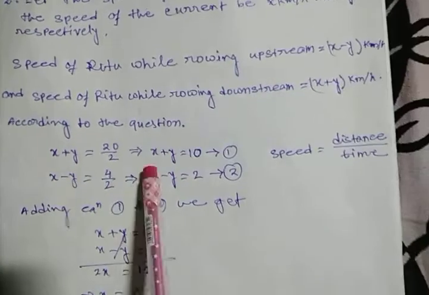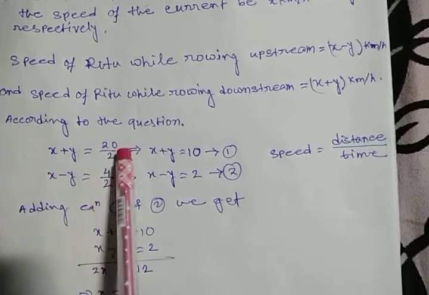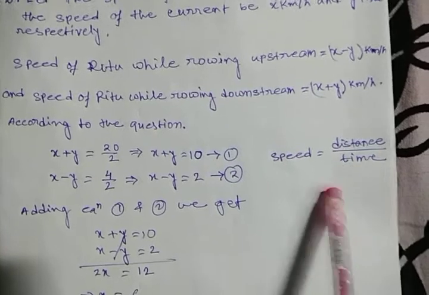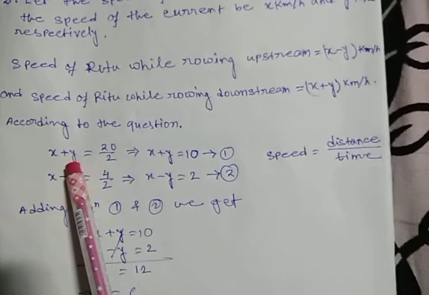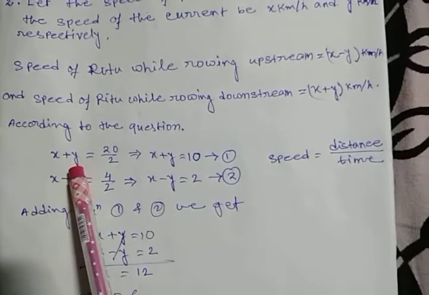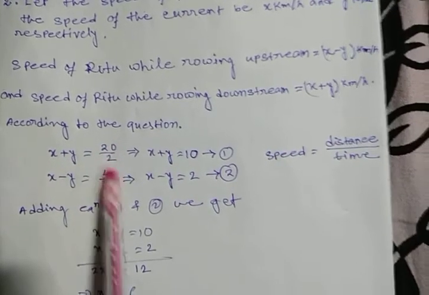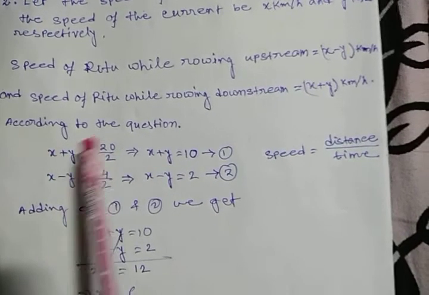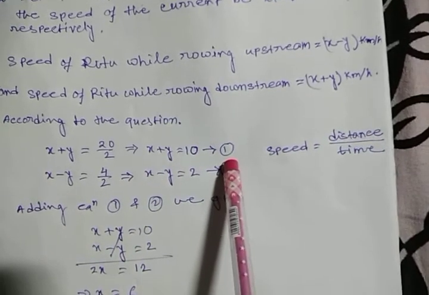So according to the question, x plus y equals 20 by 2, because we know that speed is equal to distance by time. So here, the resultant speed while Ritu is rowing downstream, in the first case, x plus y equals 20 by 2. 20 is the distance traveled and 2 is the time. So speed is equal to distance by time. So this implies x plus y equals 10. We can call this equation number 1.